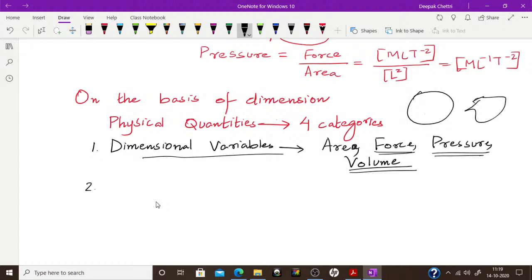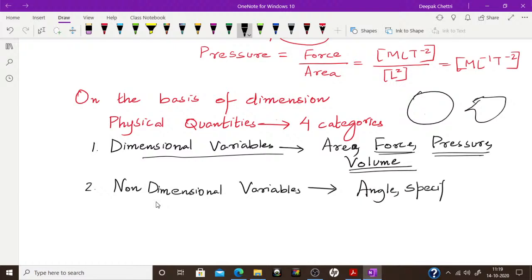Okay, so number 2 is non-dimensional variables. I will give you examples. So angle, then you have something called specific gravity, and strain. Okay, so strain and specific gravity I will not explain now. Just for your examples I am using them, but you can understand this from angle.